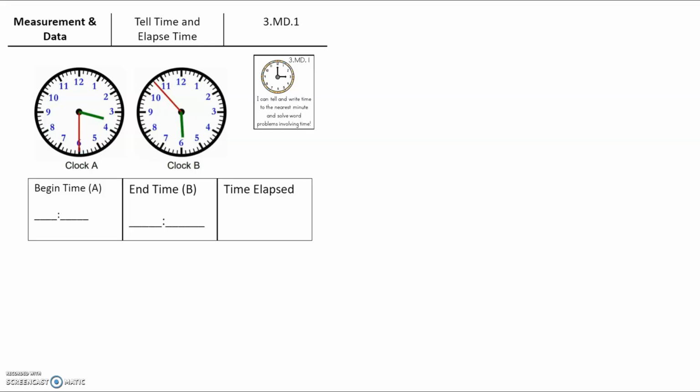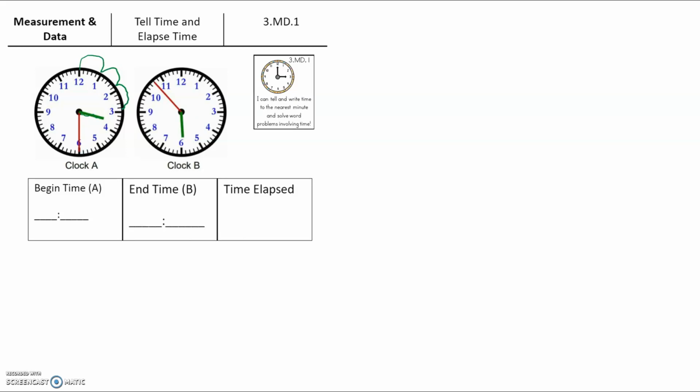First thing we need to do is figure out our beginning and ending times. And we are going to start with our first clock, clock A. And we need to figure out what hour it is. Since the hour hand is this little green one, it's kind of short because all it has to do is point to one of these hour numbers. So let's count how many we have. We have 1 hour, 2 hours, 3 hours.